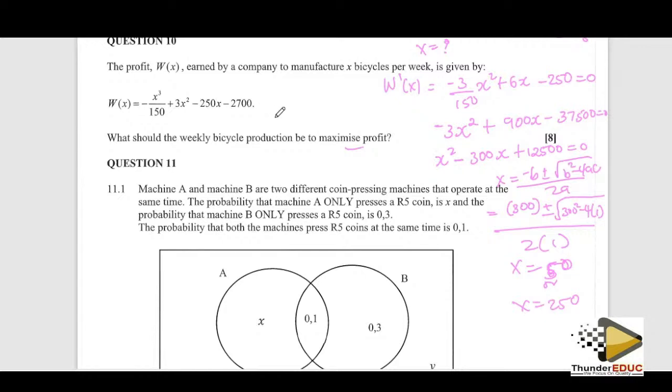So in this case, if I substitute 50, it is going to give me a negative answer, which is 8533.33. And then I'm going to end up with 4.8, according to the calculator. So we can see that 250 is giving us a bigger profit, which means this company must produce 250 bicycles every week.